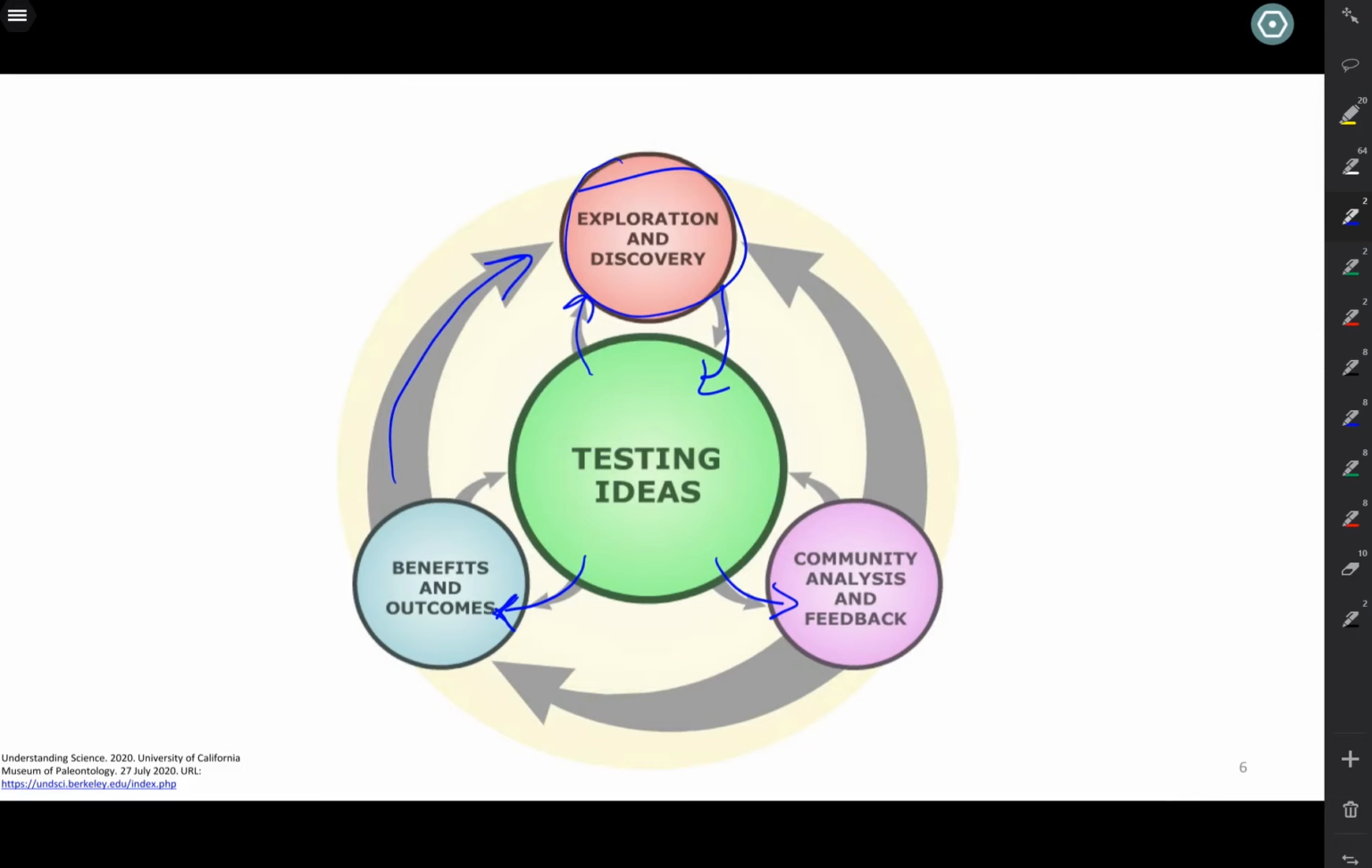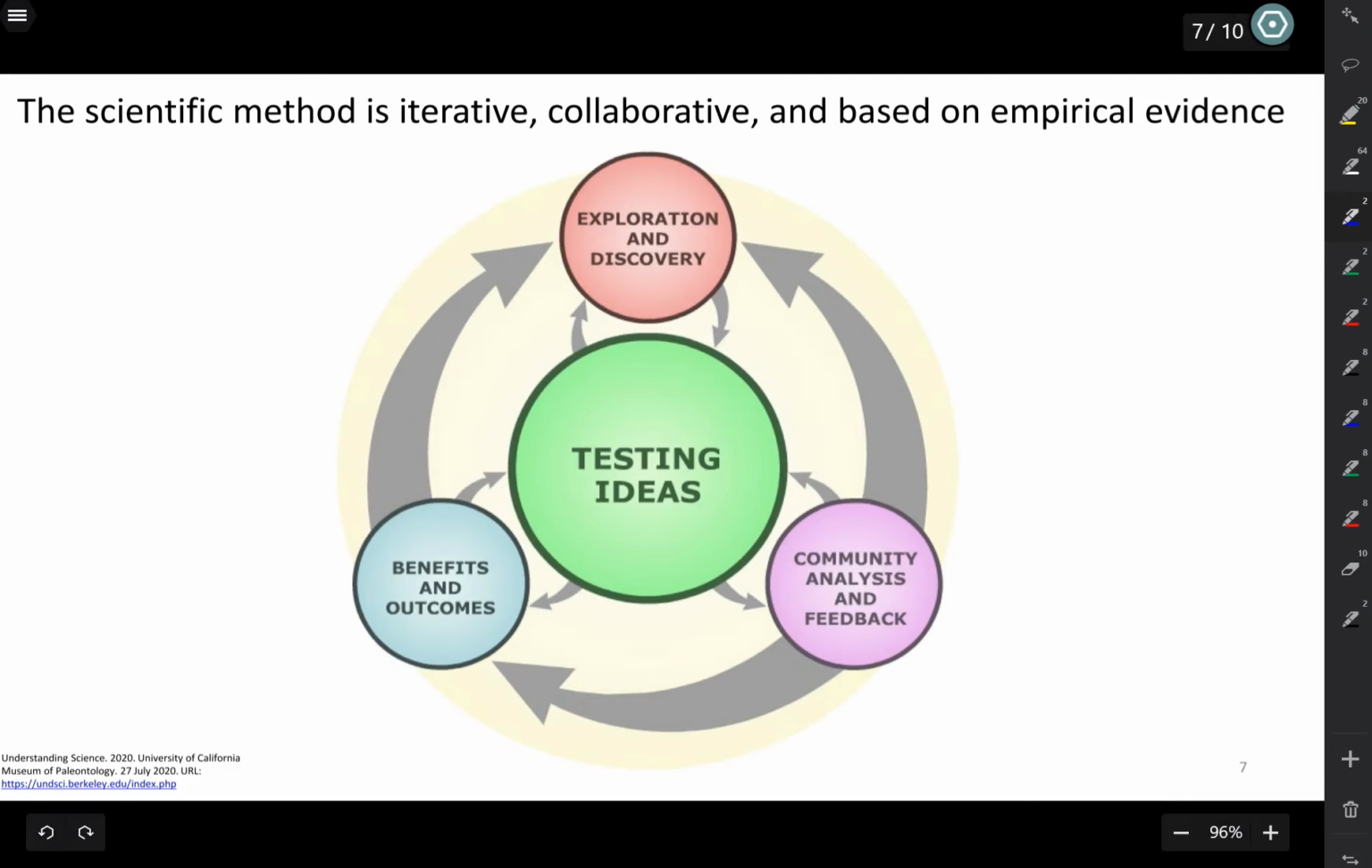Okay, so this figure, why I like it better, is it shows much more clearly than that early linear figure that the scientific method is iterative and collaborative. Okay, it responds to societal and technological needs through this community analysis and feedback and the analysis of the benefits and outcomes of any new technologies. Okay, this is the cut and dry version on UC Berkeley's website.